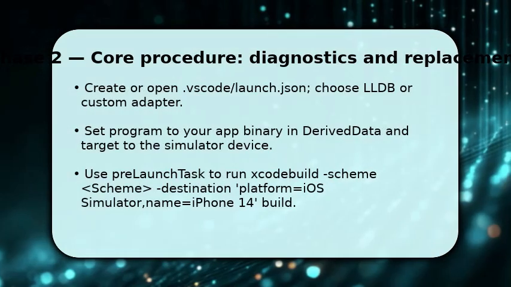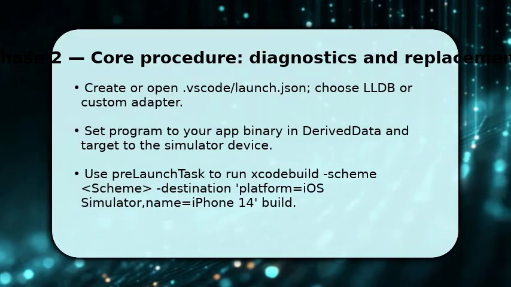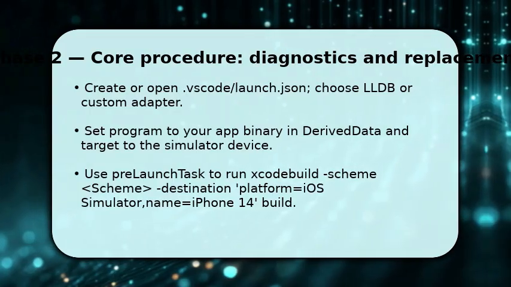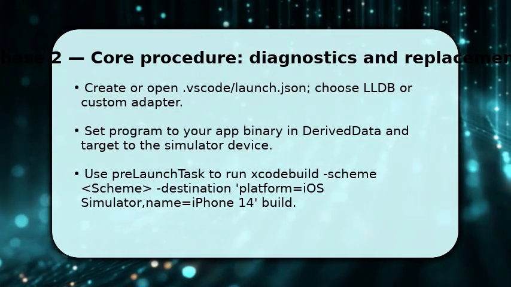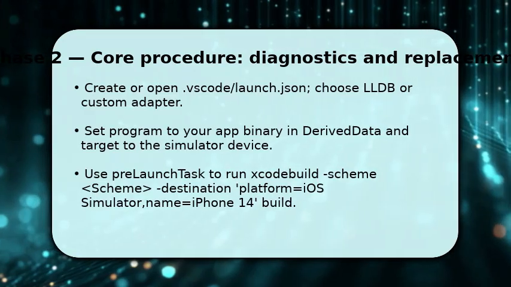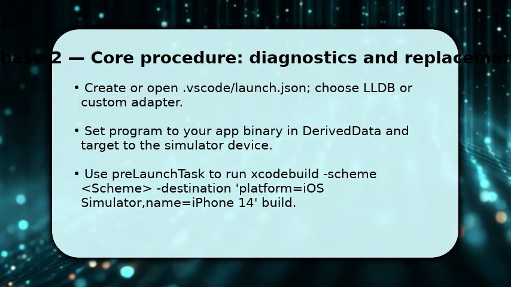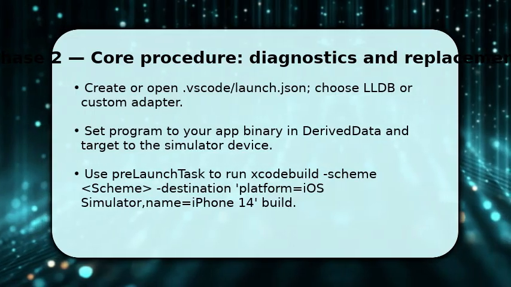Now you wire the pieces together by creating a launch.json that tells VS Code how to build and attach. Use a pre-launch task that runs xcodebuild with your scheme and the simulator destination so the app is built into derived data. Then point the debugger's program path to the app binary inside derived data and set the target device UDID or simulator name. This ensures LLDB attaches to the right process.